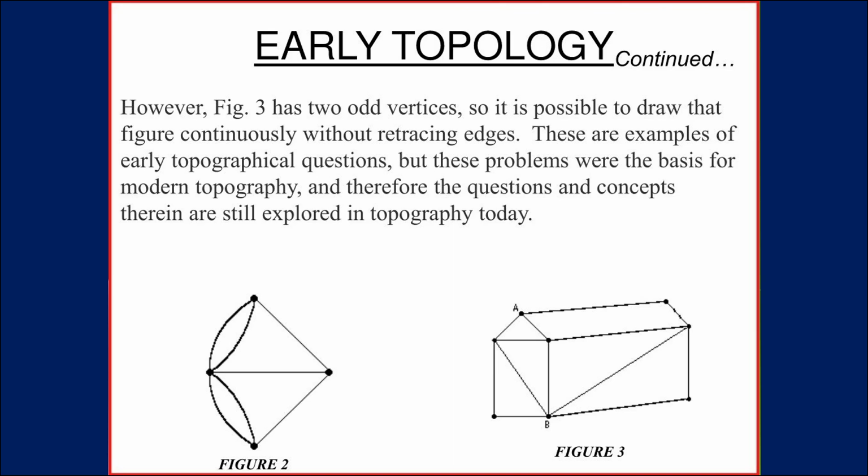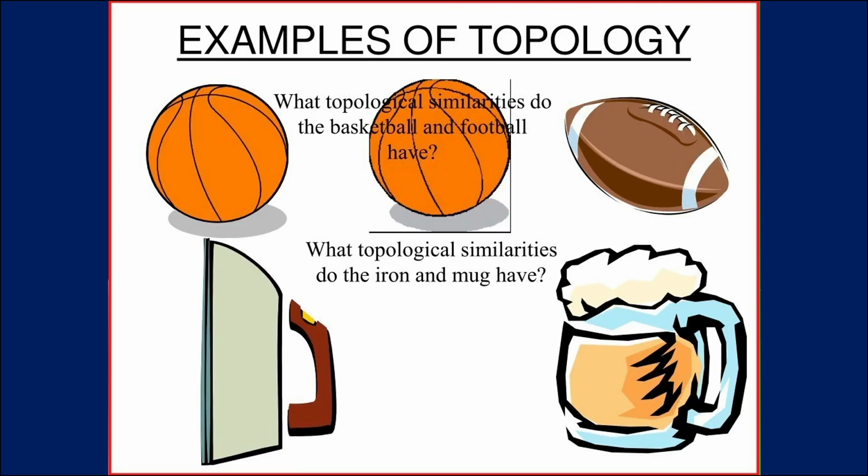Here in the figure, there are two odd vertices, so it is possible to draw the figure continuously without retracing edges. These are examples of early topological questions, but these problems were the basis for modern topology, and therefore the questions and concepts therein are still explored in topology today. So these are examples of topology, compared with an iron, a mug, a basketball, and a football.